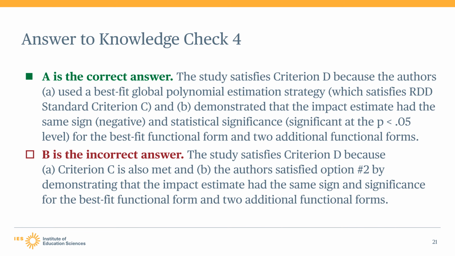The correct answer is A. Based on the information provided, criterion D of the functional form and bandwidth standard is satisfied because the authors used a best fit global polynomial estimation strategy, and the authors demonstrate that the impact estimate has the same sign and statistical significance for the best fit functional form, as well as two additional functional forms. Therefore, this study would satisfy criterion D of the functional form and bandwidth standard.